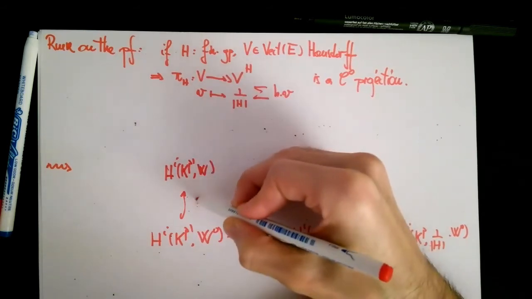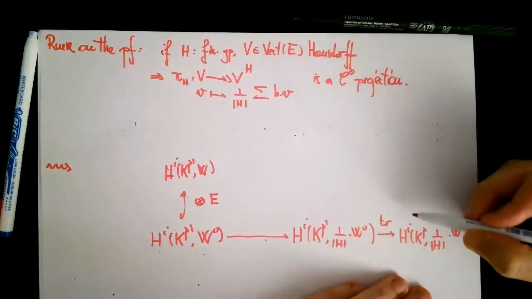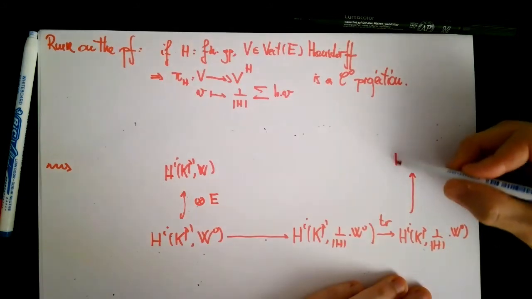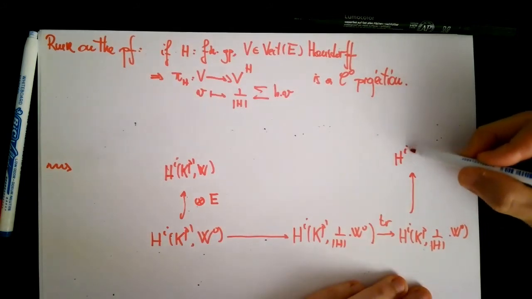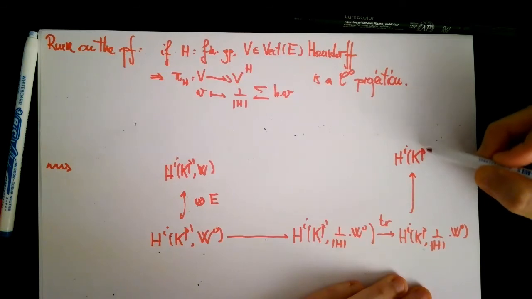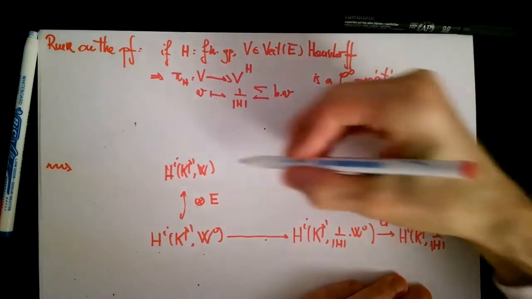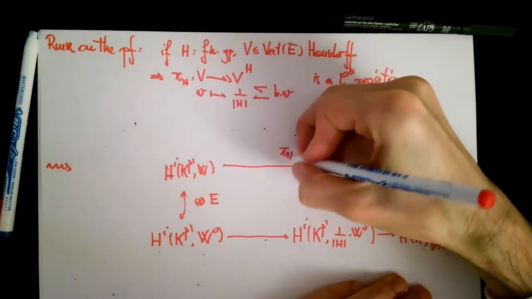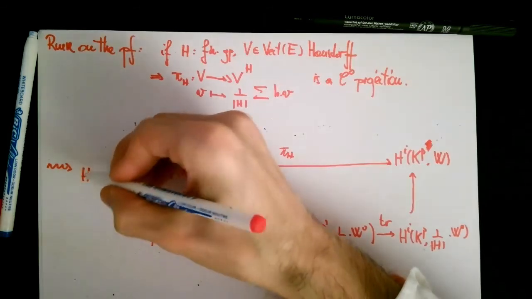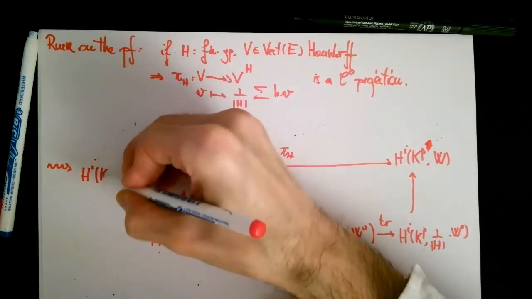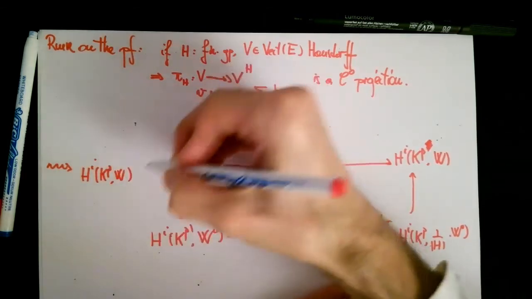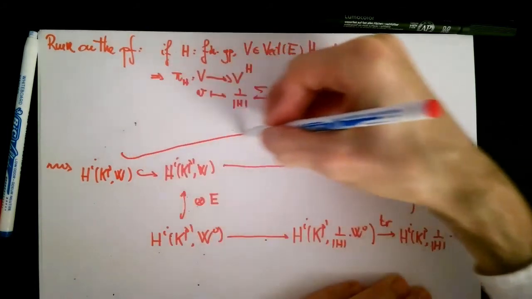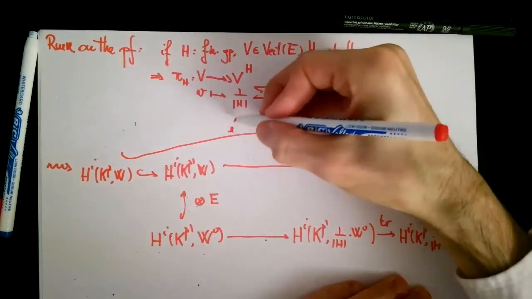So this is tensoring over E. Here I have H^i K^p W. And here I have the map which I was calling pi H, and here I have the inclusion. And so this is the identity.